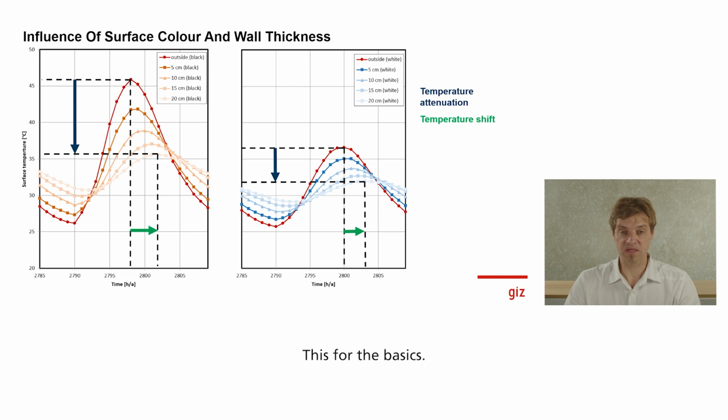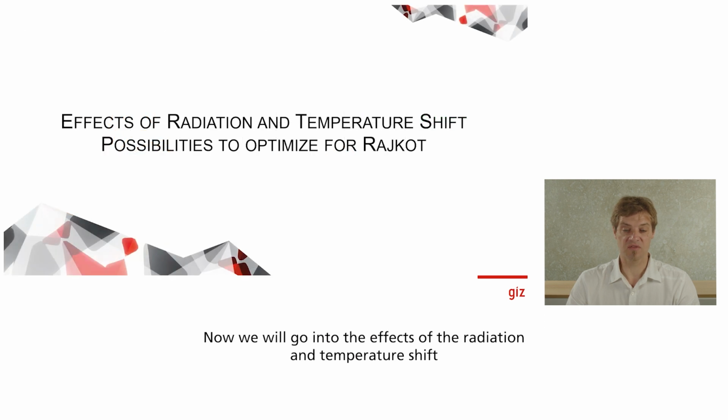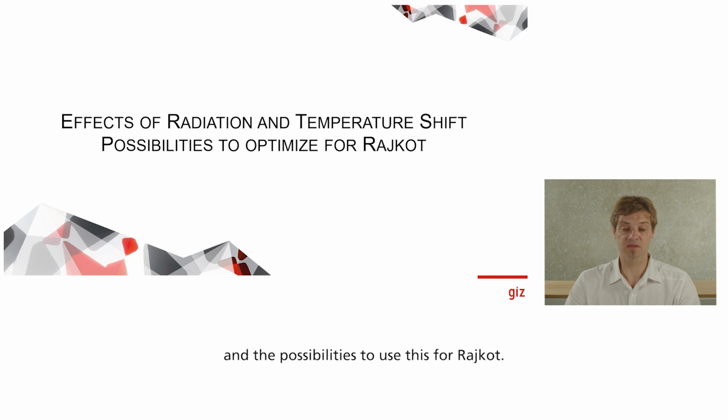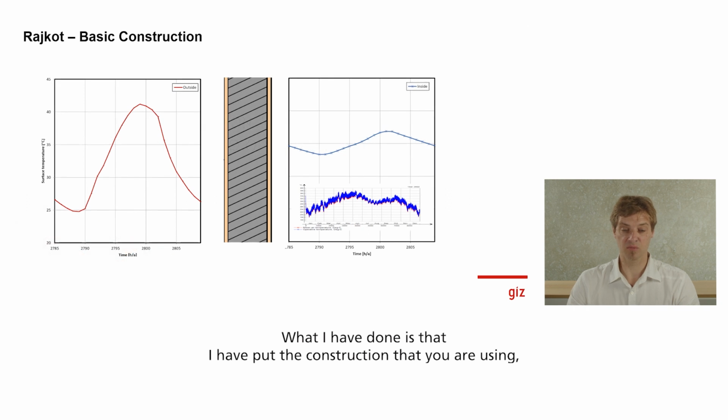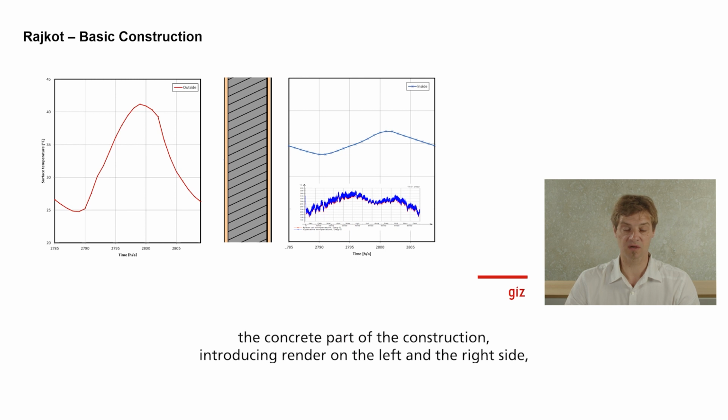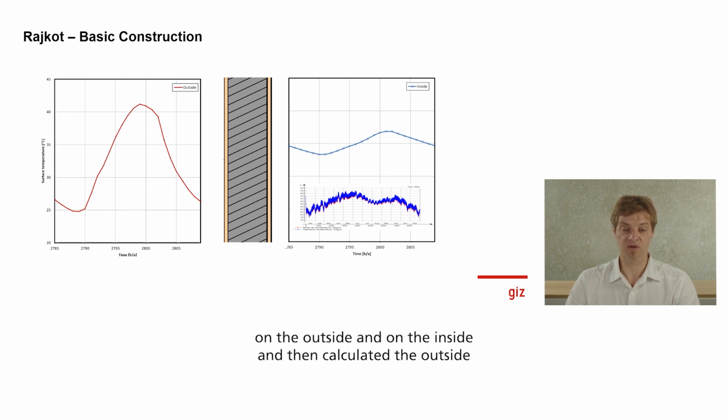This was for the basics. Now we go into the effects of the radiation and temperature shift and the possibilities to optimize that for RAJKOT. What I have done now is take the construction that you are using, the concrete part of the construction, and put a render on the left and the right side, so on the outside and on the inside, and then calculated the outside surface temperature and also the inside surface temperature.